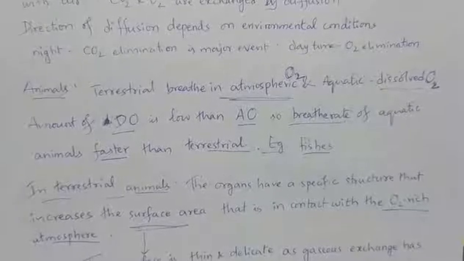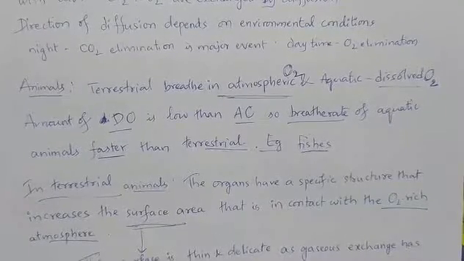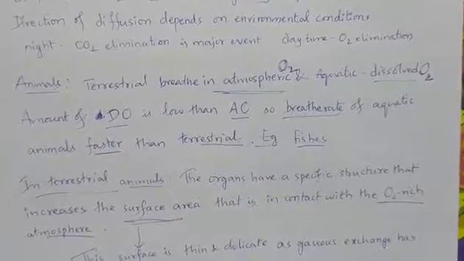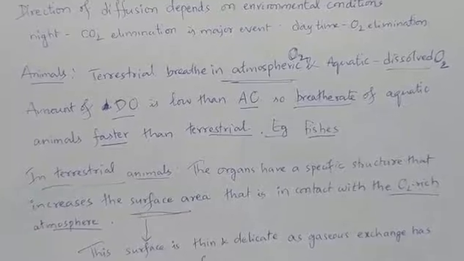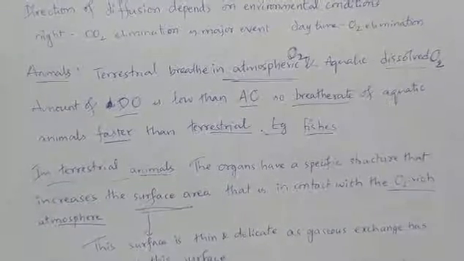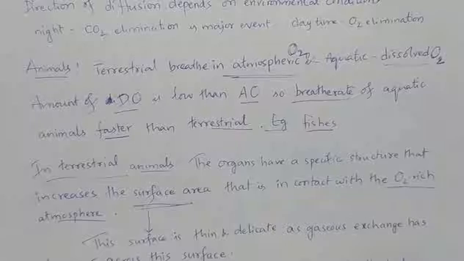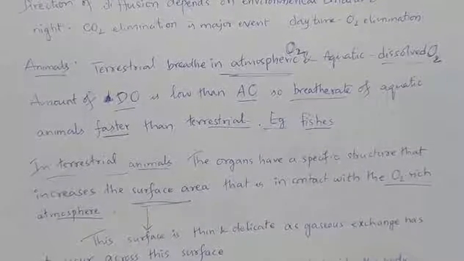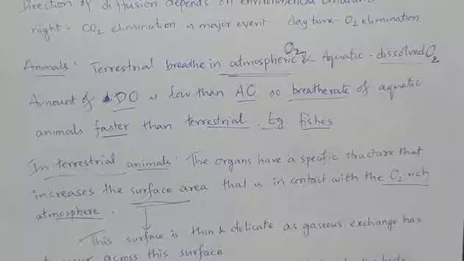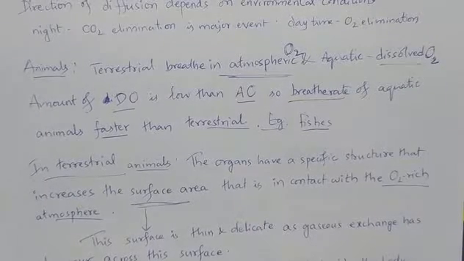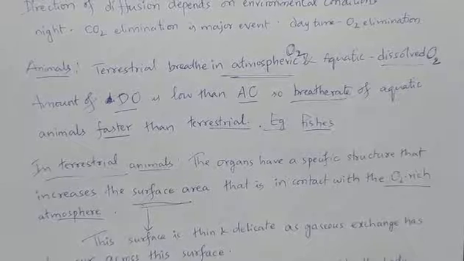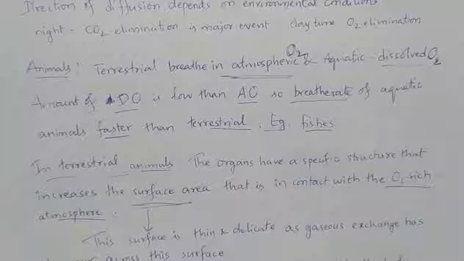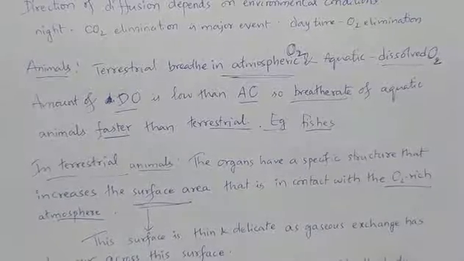Based on these, during the night time, CO2 elimination is the major event, and during daytime, O2 elimination is the major event, because during daytime, photosynthesis occurs rapidly and respiration does not occur rapidly, it may occur slowly. So the amount of O2 that is released by photosynthesis is more than the amount of CO2 that is released by respiration. So during the daytime, oxygen release is the major event.